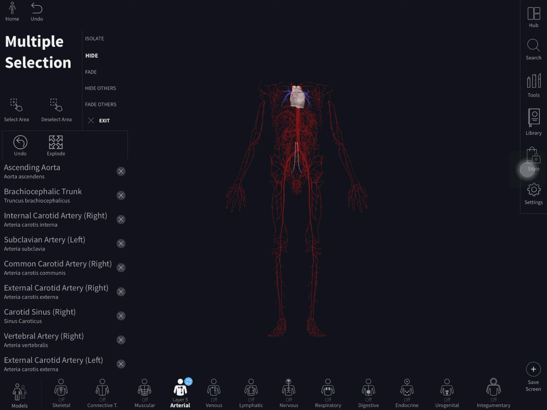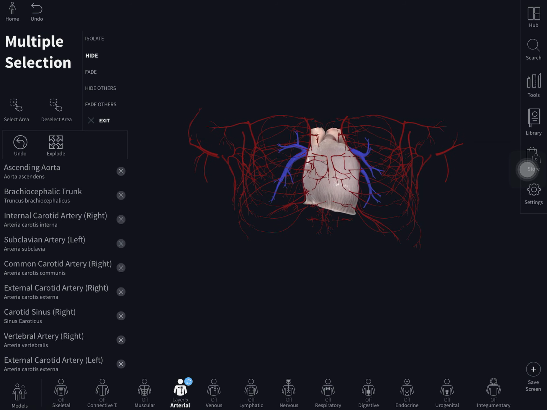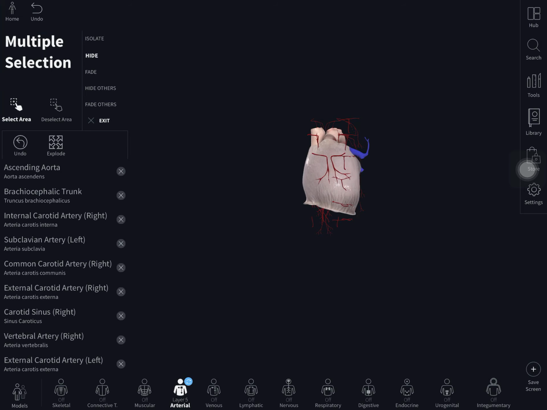So what I will do is remove the other structures so that I can isolate the coronary artery. The coronary artery is supplying the blood for the heart, isn't it? The myocardium receives around 900 ml of oxygenated blood per minute. So that's what I'm going to show you now.